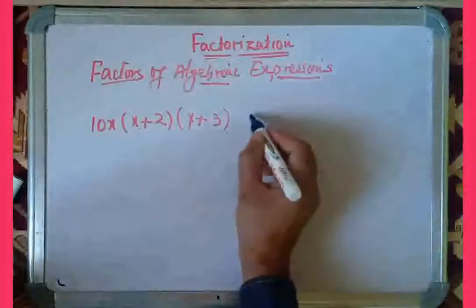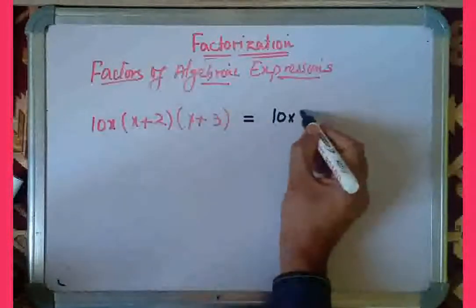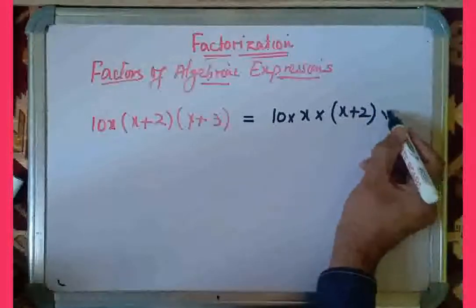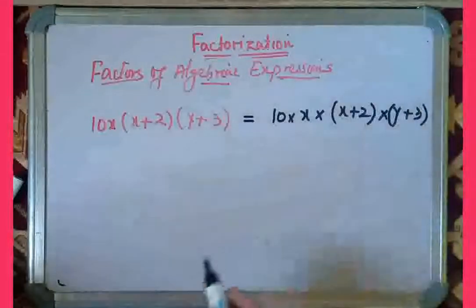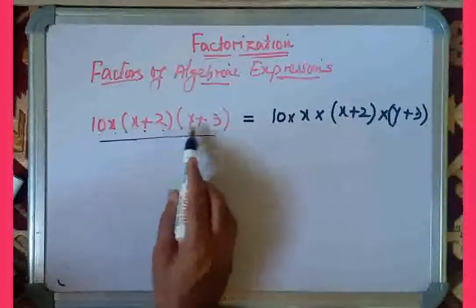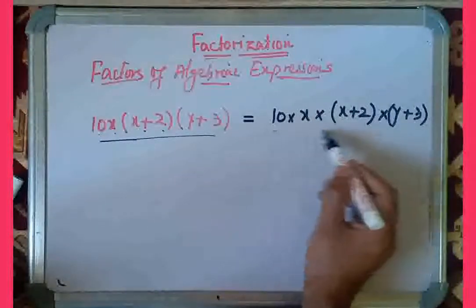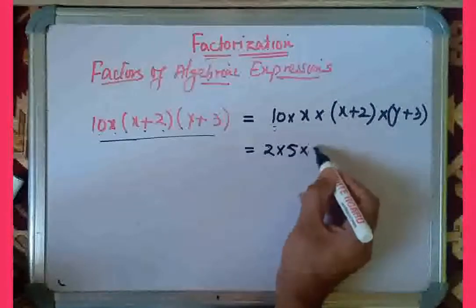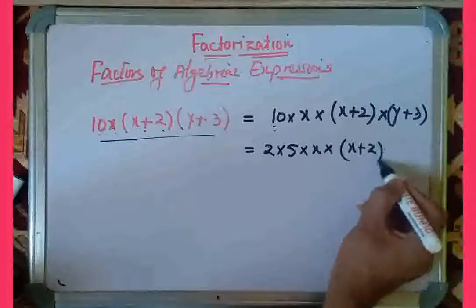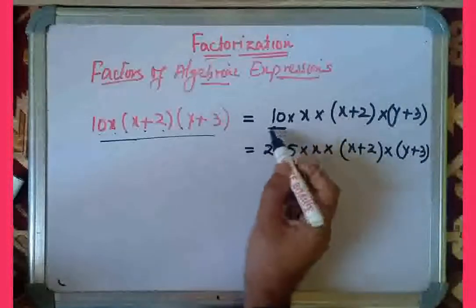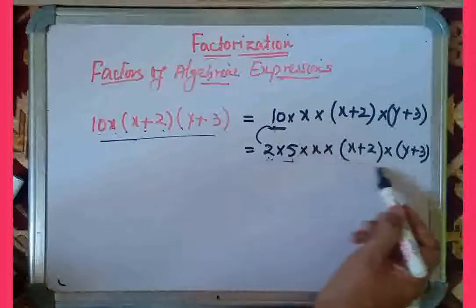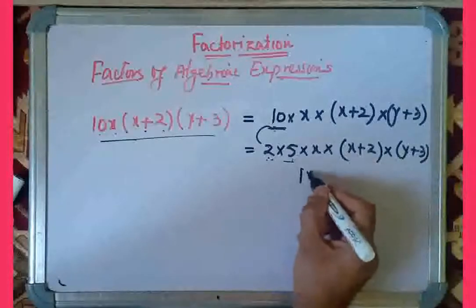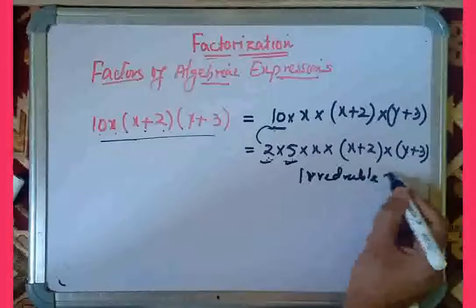We can find the factors of this expression like this: 10 into x plus 2 into y plus 3. x plus 2 forms one factor, because there's a plus sign, and y plus 3 becomes another factor. These are the factors of this algebraic expression, 10 into x plus 2 into y plus 3. But one thing we can see here is that these factors are reducible. These are not irreducible factors, because 10 can be further reduced to 2 into 5. So the expression becomes 2 into 5 into x plus 2 into y plus 3. I have further reduced 10 into its prime factors. Now these form what are called the irreducible factors of this algebraic expression, right?